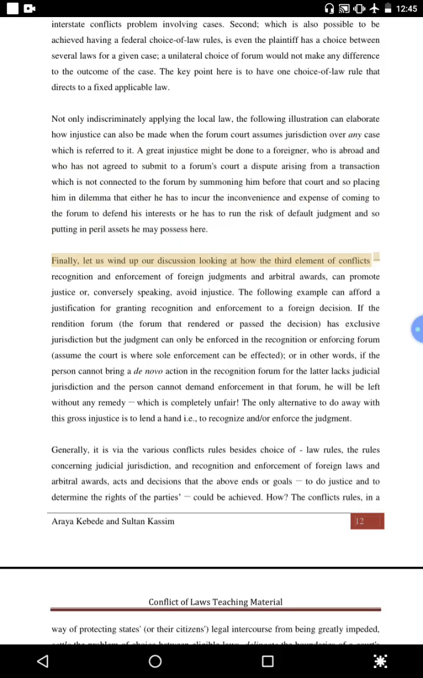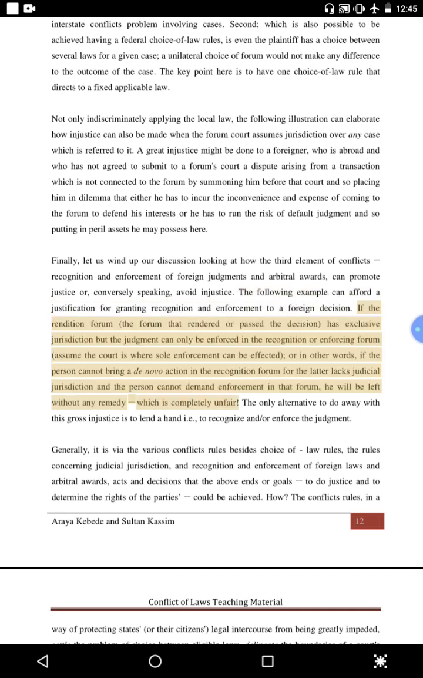Finally, let us wind up our discussion by looking at how the third element of conflicts, recognition and enforcement of foreign judgments and arbitral awards, can promote justice or, conversely speaking, avoid injustice. The following example can afford a justification for granting recognition and enforcement to a foreign decision.